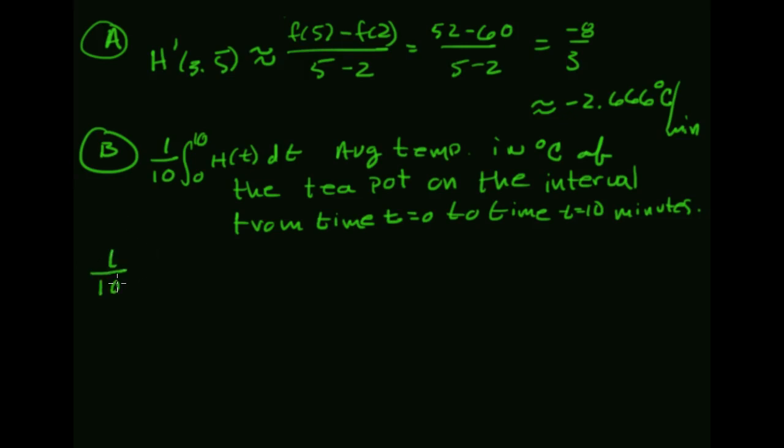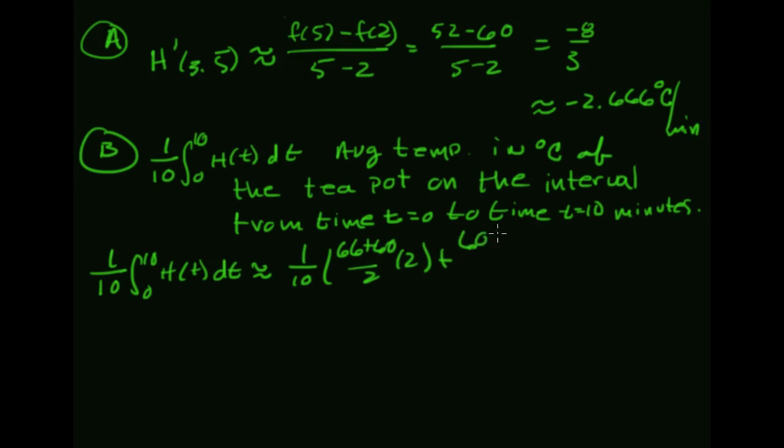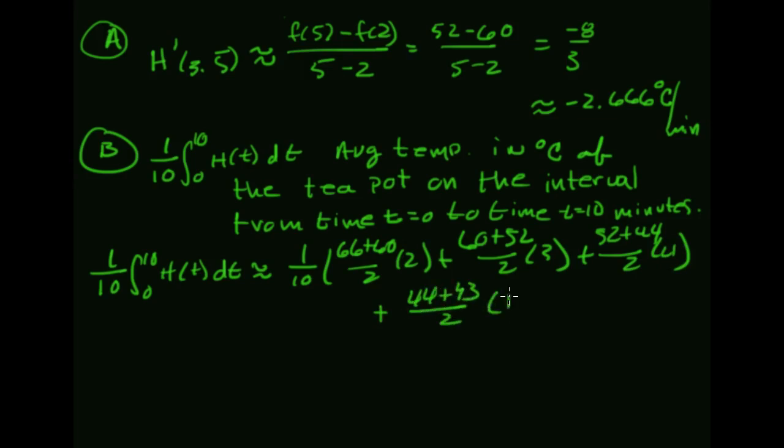So 1 over 10 integral 0 to 10 h of t dt is going to be approximately 1/10 times: in the first interval the endpoints are 66 and 60 with a width of 2. The second interval the endpoints are 60 and 52 with a width of 3. The third interval is 52 and 44 with a width of 4. The last interval is 44 and 43 with a width of 1.